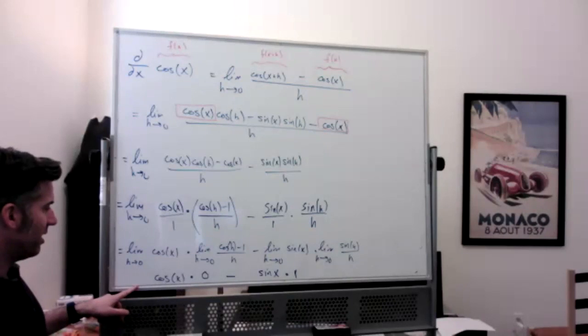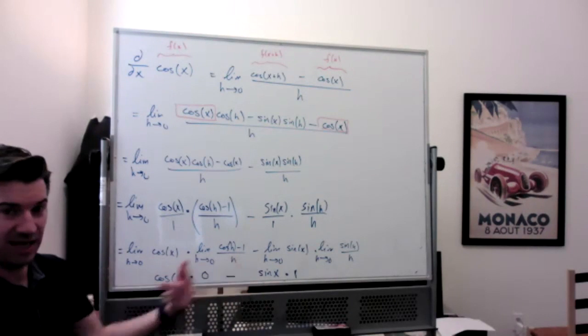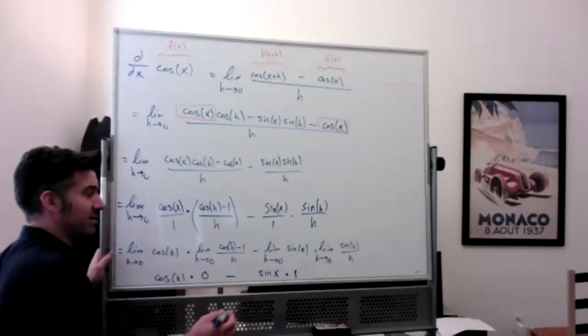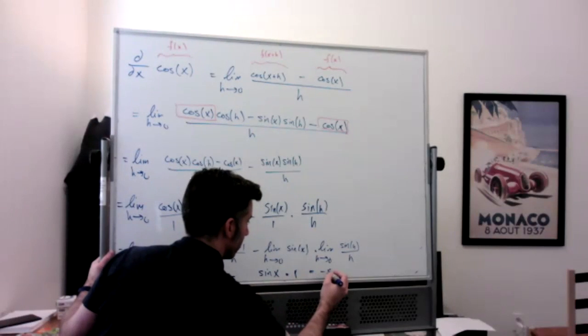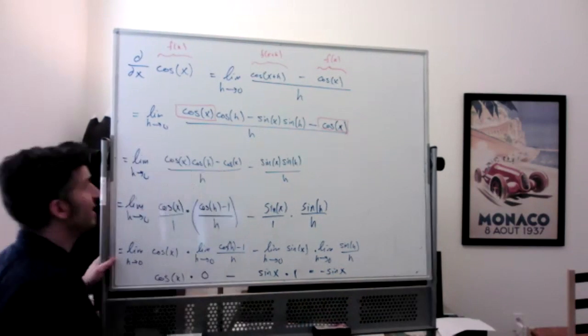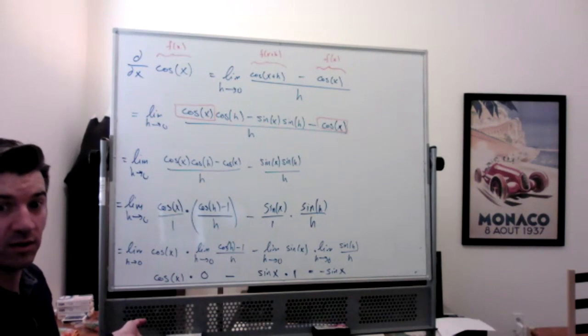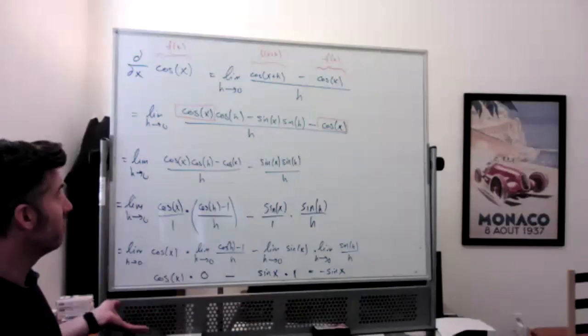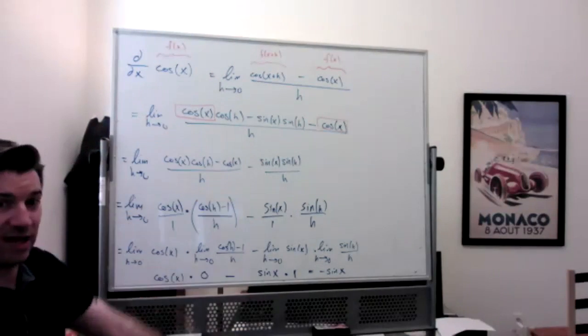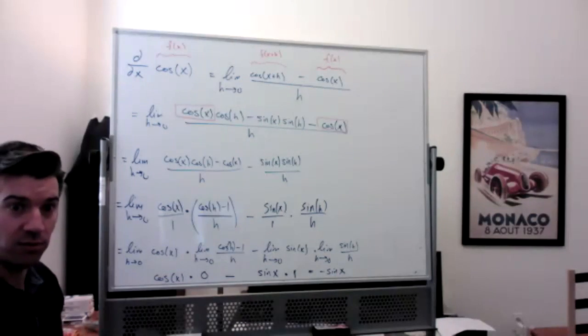So look, I get cosine of x times 0 minus sine of x times 1, which is minus sine of x. So we actually have proved, using the limit definition of the derivative, that the derivative of cosine is equal to negative sine of x. Pretty cool.